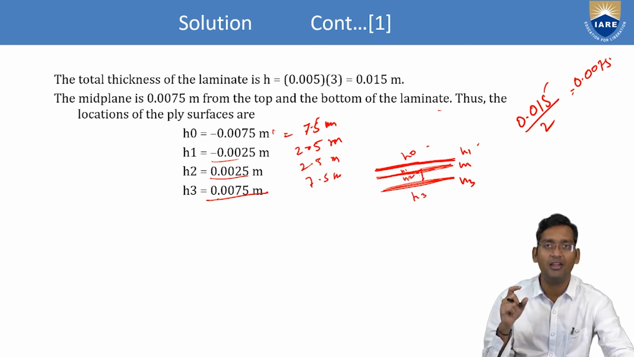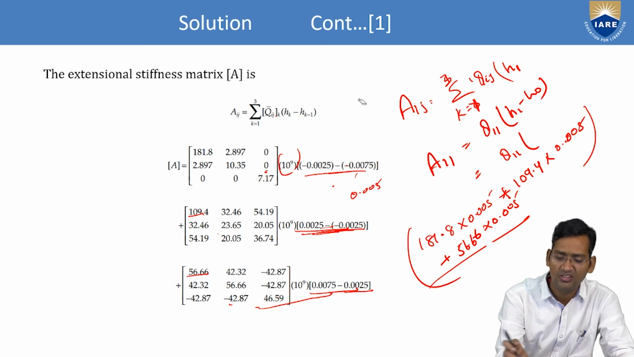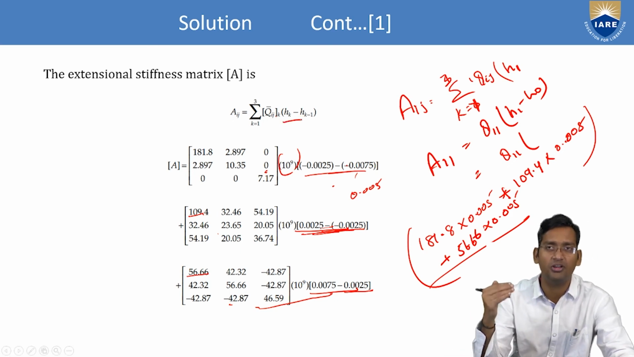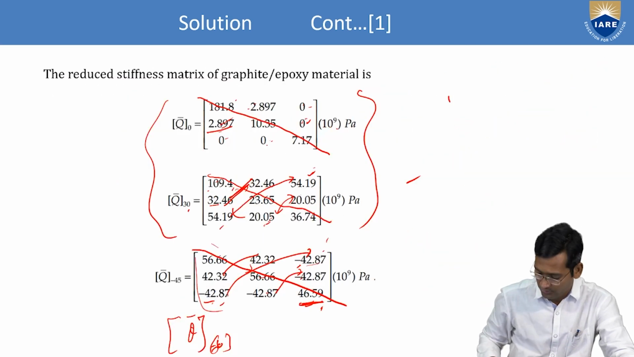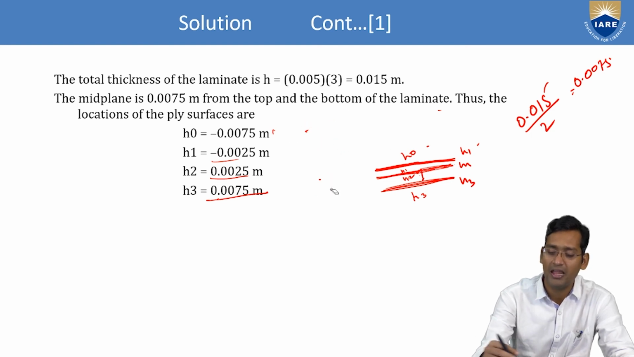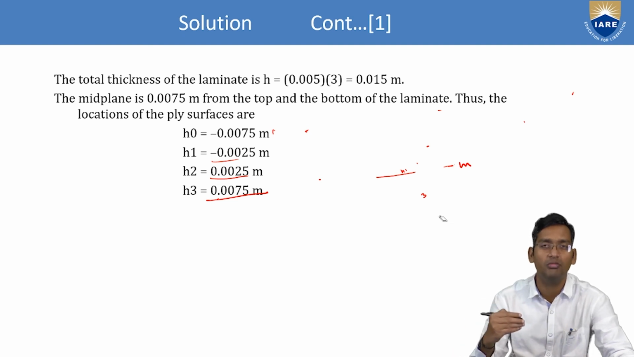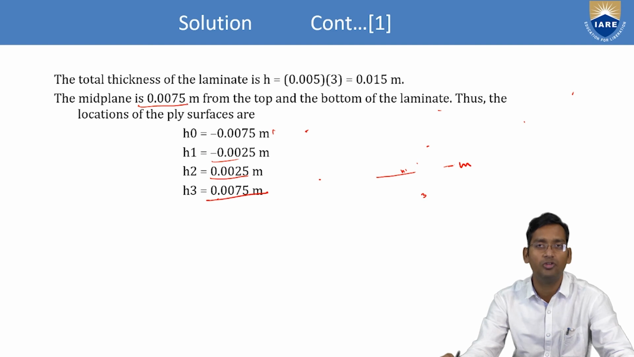Next, what is required? According to the formula, the formula is here. In this formula, height is required. hk is the first ply height from the center, second ply height, like that. So for that, we need to find the height. What is the height? 5 mm is given and there are 3 plies, so the total height will be 15 mm. Where will the center be? Half of that, so the midplane will be at 0.0075 m, or you can say 7.5 mm.